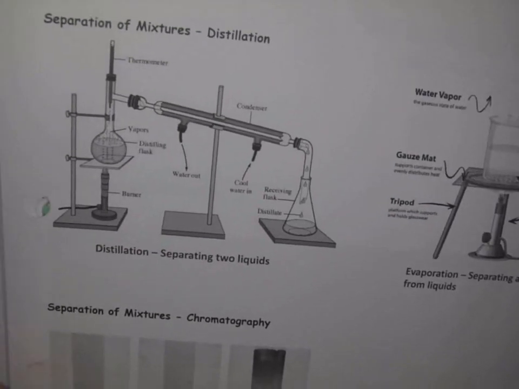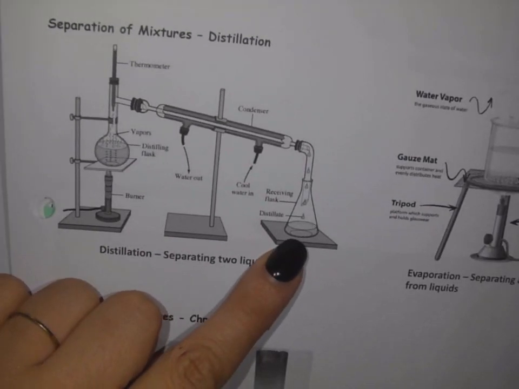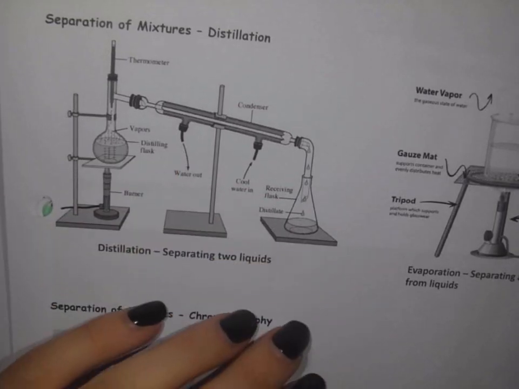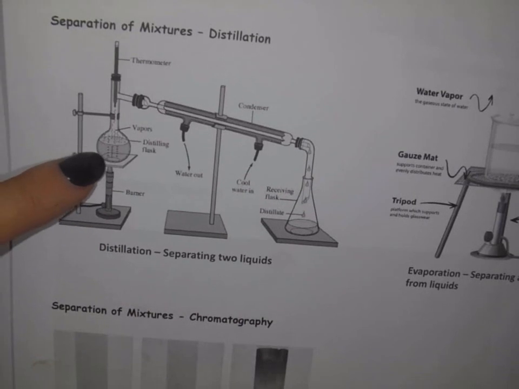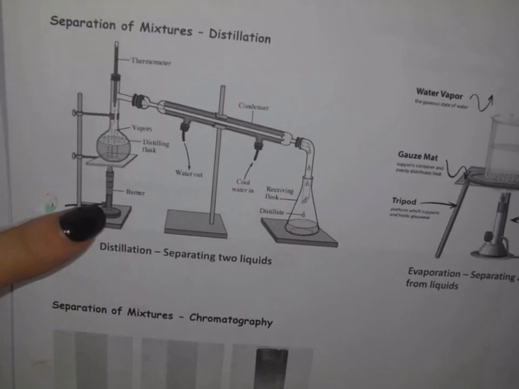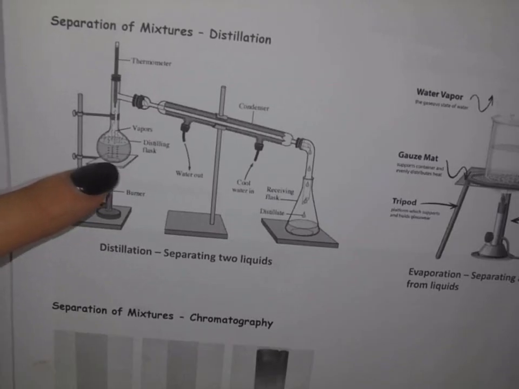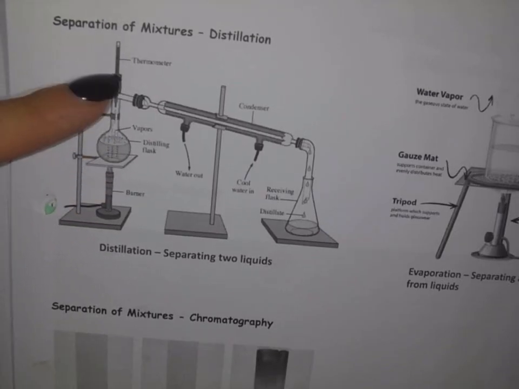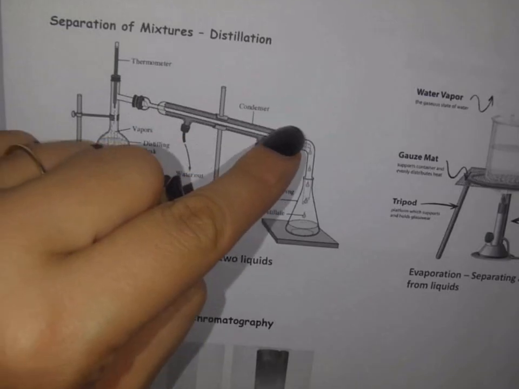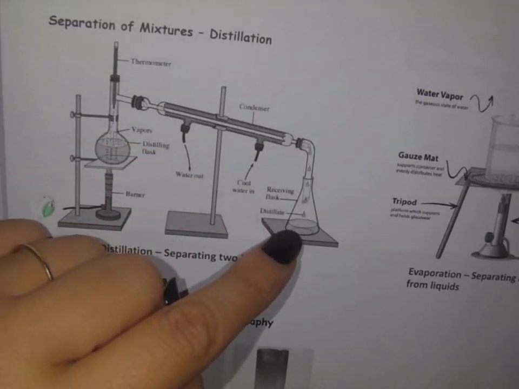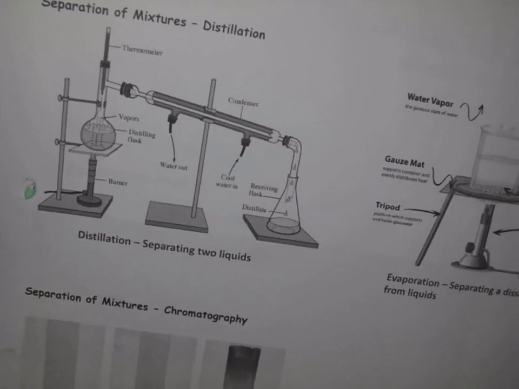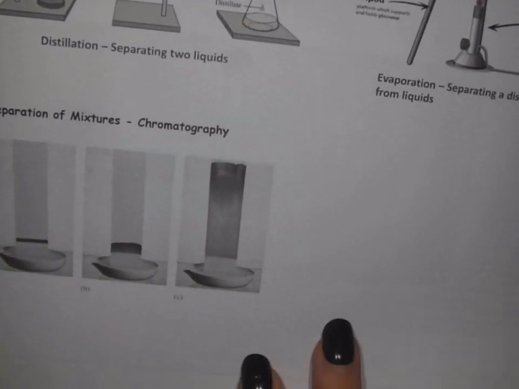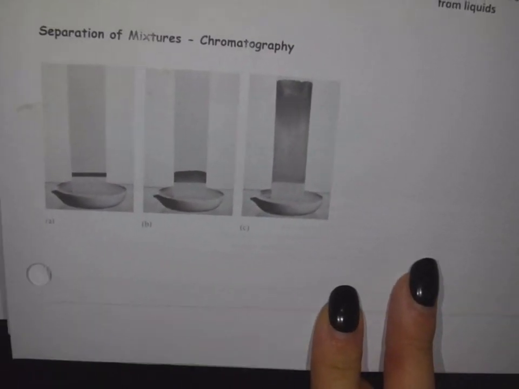If we need to capture the liquid that's becoming vapor, that's where this distillation apparatus comes in. Here's the mixture, we heat it up, and the one with the lower boiling point boils and becomes a vapor. Then we can cool it back down and turn it back into a liquid, and that separates the two. Okay, and then the last type of separation that we're going to talk about is chromatography.